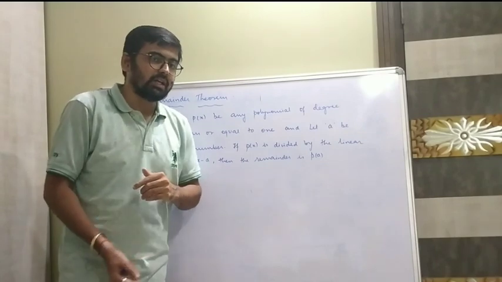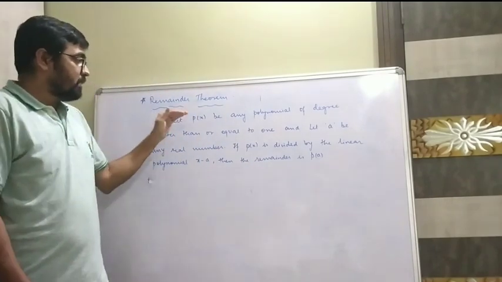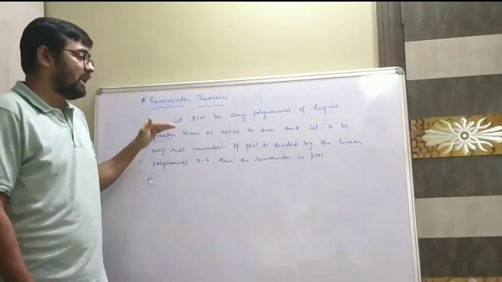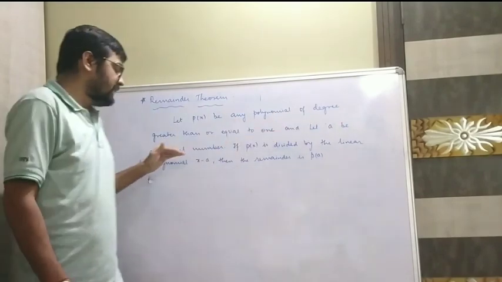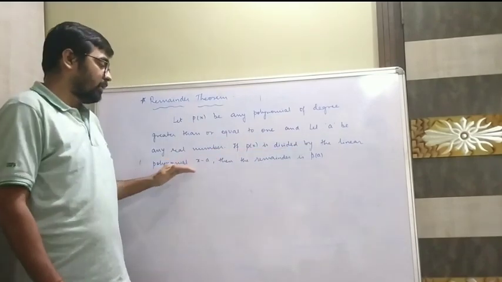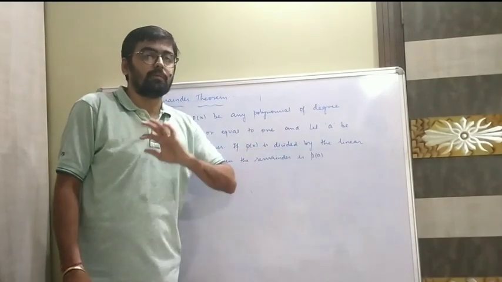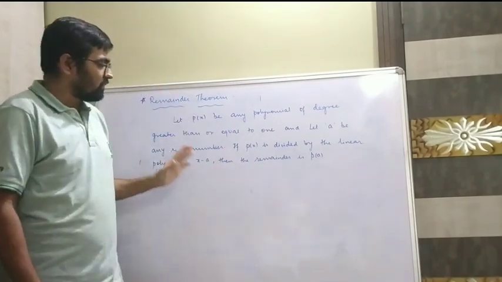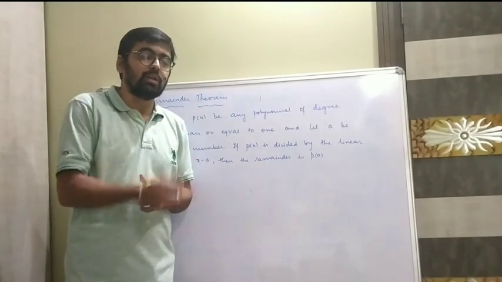Correct? I hope everyone is getting me. I am going to repeat. p of x is going to be any polynomial whose degree is greater than or equal to 1 and a be some real number. If p of x is divided by the linear polynomial x minus a, then the remainder is p of a. As simple as that. Correct? So please note down this definition, and based on this definition we'll solve a few problems in our next class.